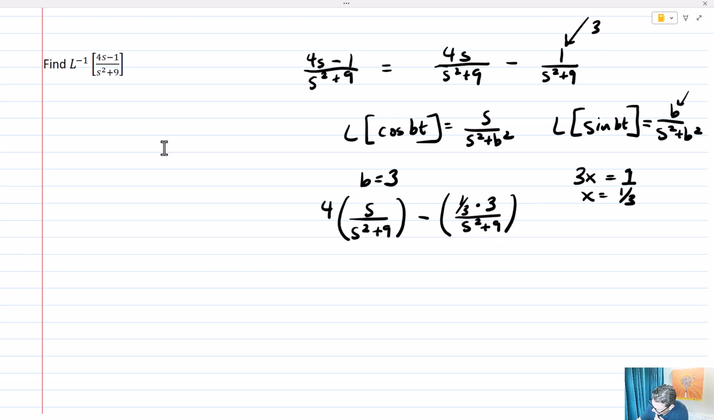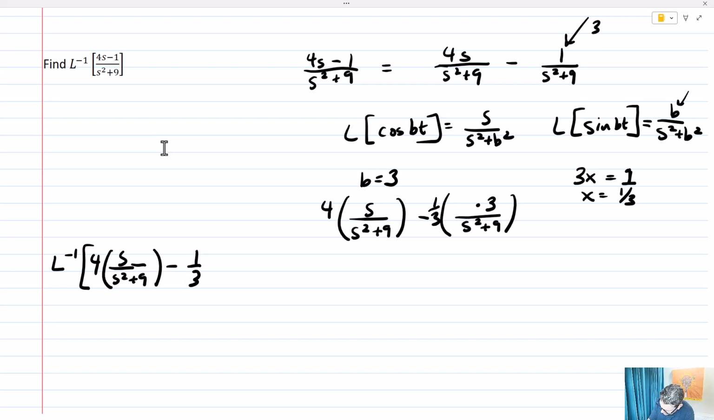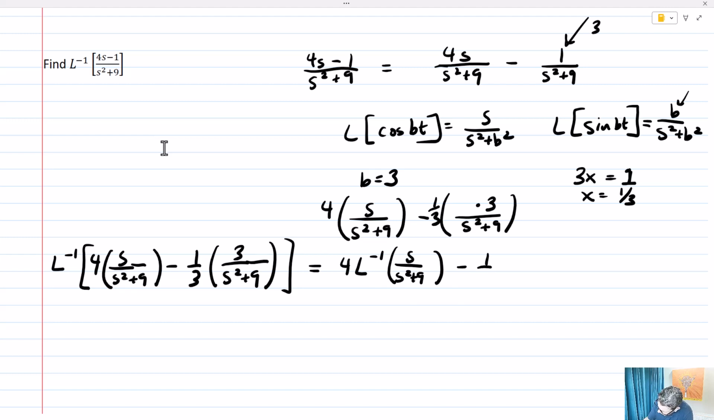And then we'll pull out that 1/3, and that'll become our scalar, or actually a negative 1/3 in this case. So now my Laplace transform can be rewritten as 4 times s over s squared plus 9 minus 1/3 times 3 over s squared plus 9. And then I can break that up, and I now get 4 times the inverse Laplace transform of s over s squared plus 9 minus 1/3 times 3 over s squared plus 9.